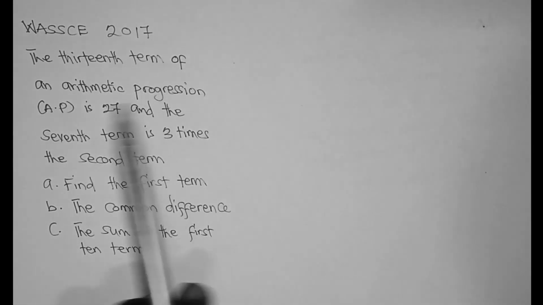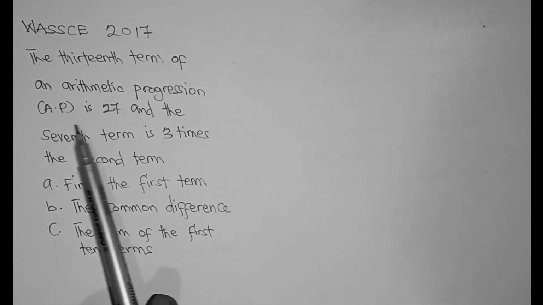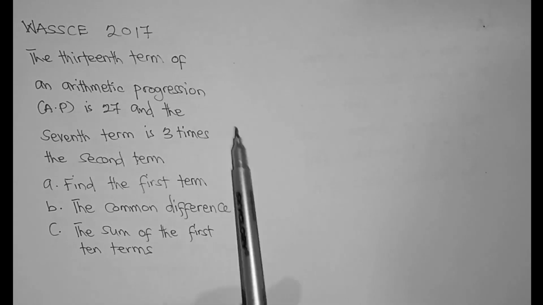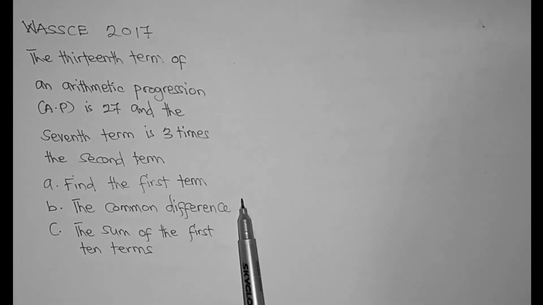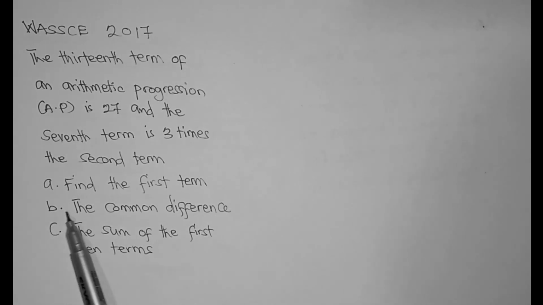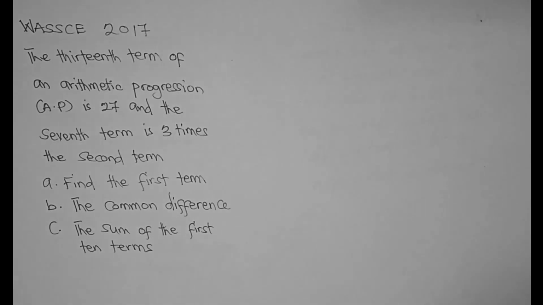The 13th term of an arithmetic progression is 27, and the 7th term is 3 times the second term. A, find the first term; B, find the common difference; and C, find the sum of the first 10 terms. The general formula for finding the nth term of an arithmetic sequence: An is equal to a1 plus (n minus 1)d.